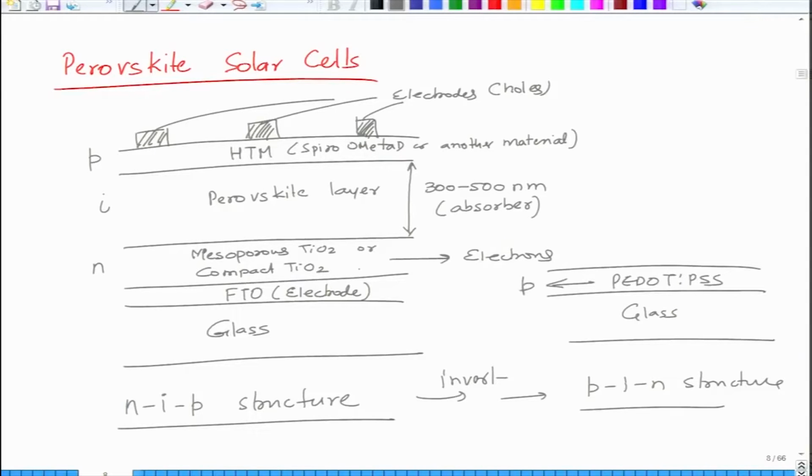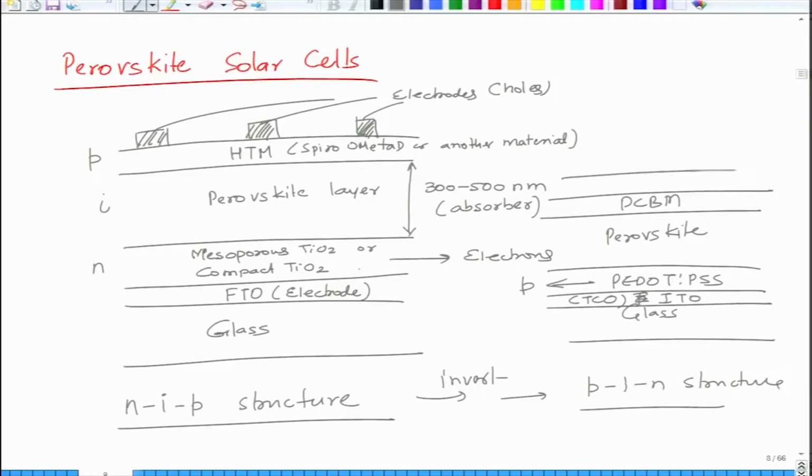So, this is P. So, of course, you will have a FTO here or ITO, in this case ITO, which is TCO, right. Then we have perovskite, then we have PCBM, then we have top electrode, and top electrode could be aluminum in this case. So, this is the PIN structure. So, this is PIN, this is NIP.